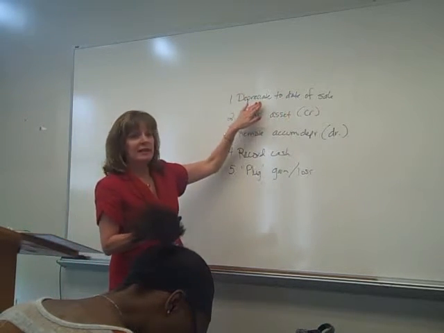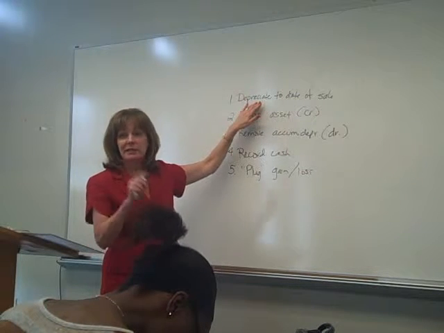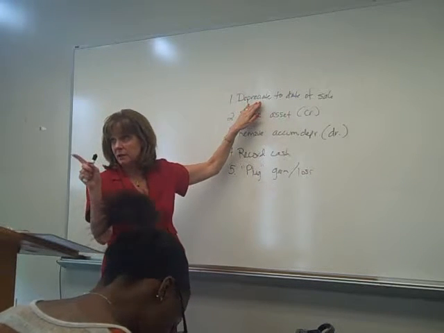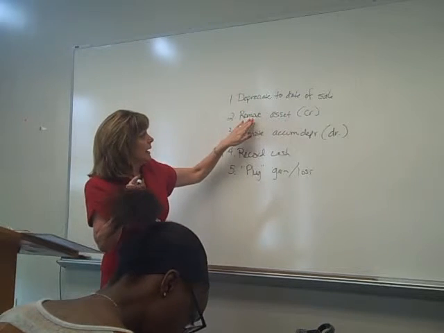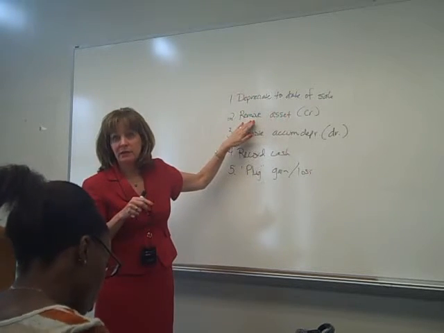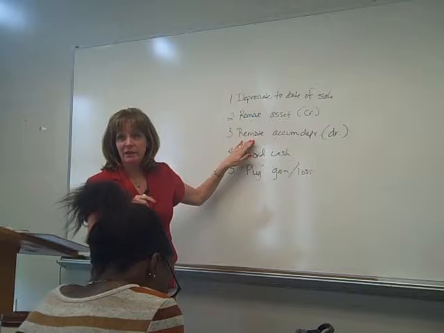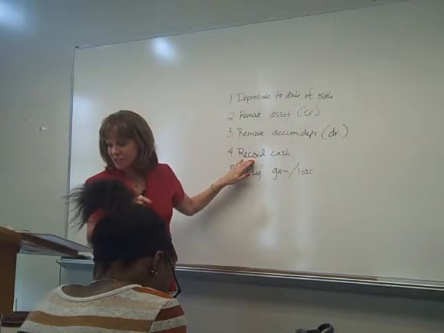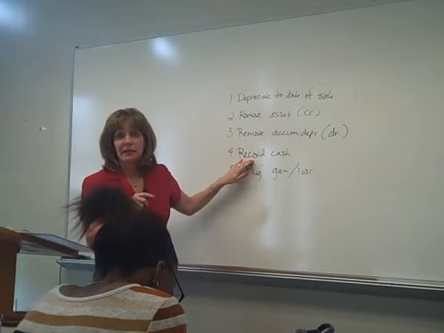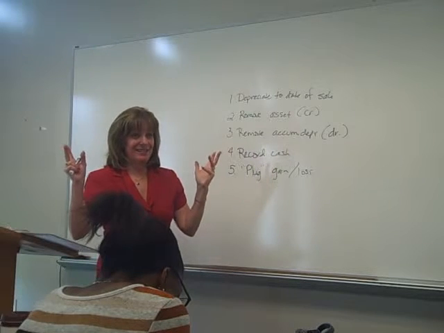Depreciate it to date, debit depreciation expense, credit accumulated, same as we did in the second example. Remove the asset, credit equipment 10,000. Remove the accumulated, 8,500. Record the cash, debit cash 1,500. There is no gain or loss. It balances.